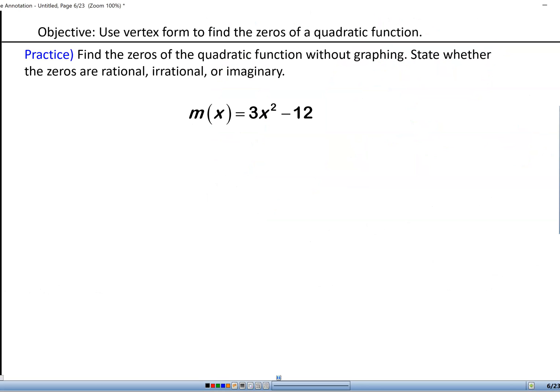Here is a practice problem. Please do this practice problem on your guided notes or a piece of paper.